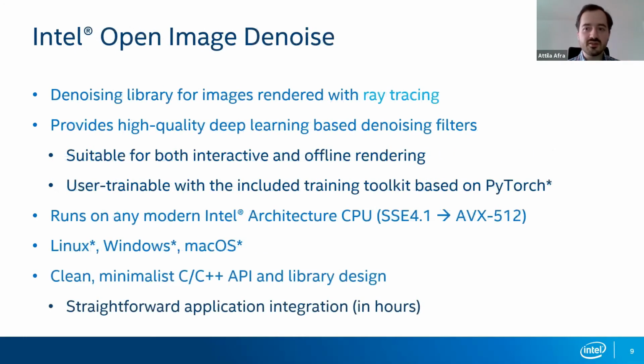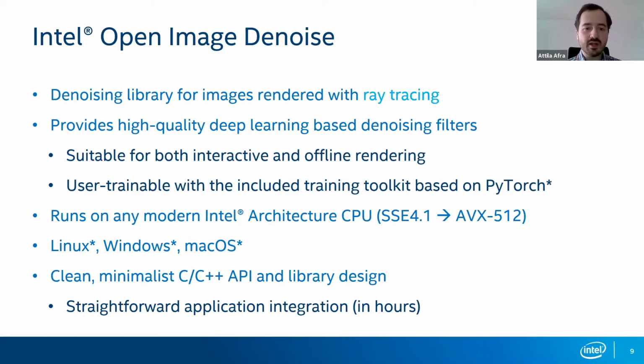So the solution is to use some kind of denoising solution, and Intel Open Image Denoise is a denoising library which solves this problem. This library is specifically targeted for ray tracing. It provides a set of high-quality deep learning-based denoising filters, and these filters are suitable for both interactive and offline rendering. It's also possible to train the deep learning-based filters shipped with the library using the included training toolkit, which is based on PyTorch. I will mention this a bit later.